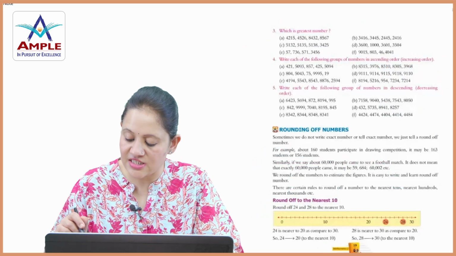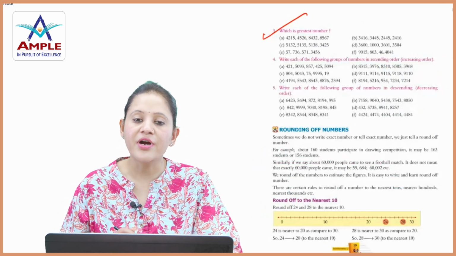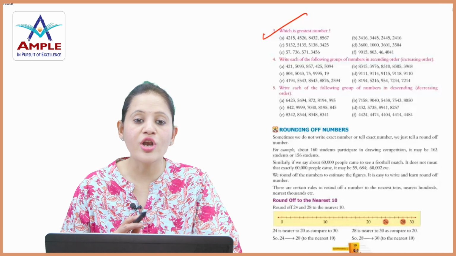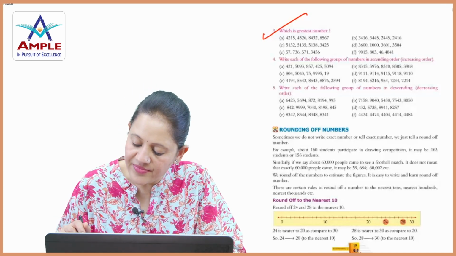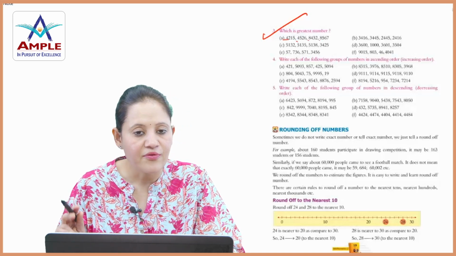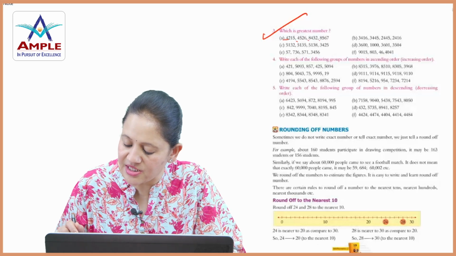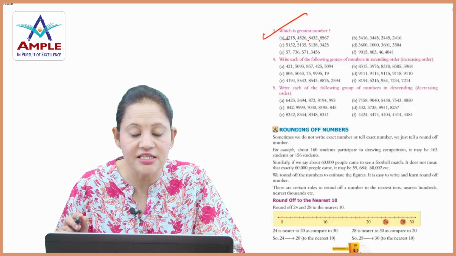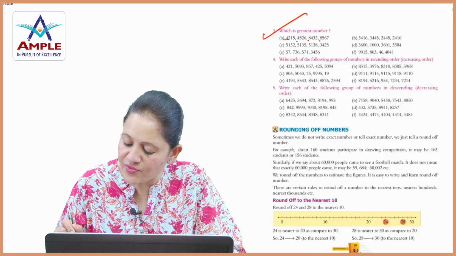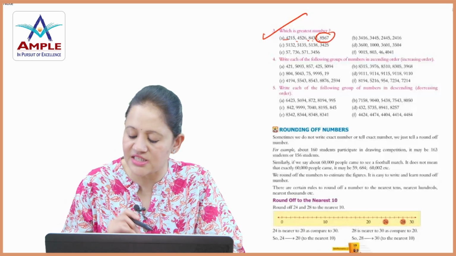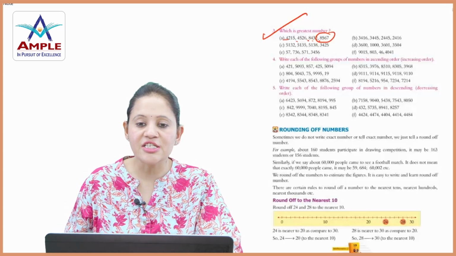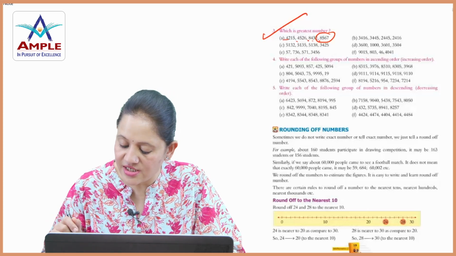Next, which is the greatest number? So we have to find the greatest number. So here we can see all are 4-digit numbers. So we'll compare the digit at 1000 place. So here it is 4, here it is 4, 8 and 8. So now 4 is less than 8. So we'll compare between these two numbers. So 1000 place digit is same, 8. So we'll compare the digit at 100 place. Here it is 4 and here it is 5. So this will be the greatest number, 8567. Clear?